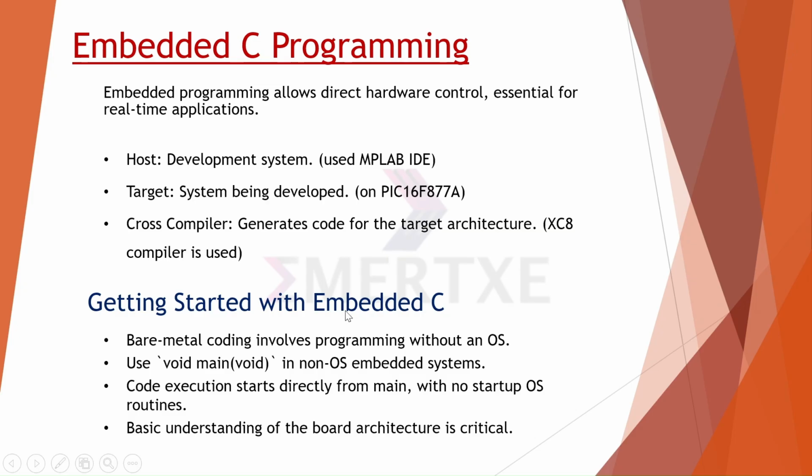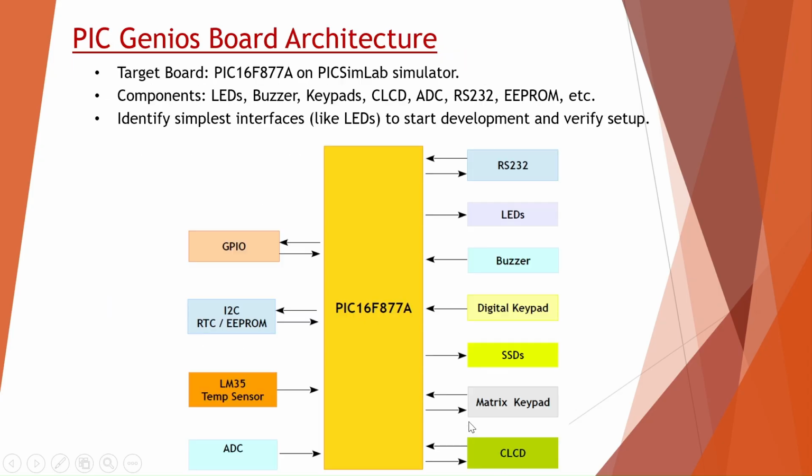Now we get started with embedded C programming. Embedded C programming is bare metal coding, which involves programming without an OS. It uses void main(void) in non-OS embedded systems. Code execution starts directly from main with no startup operating system routines. A basic understanding of the board architecture is critical.